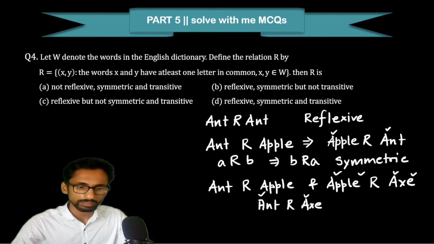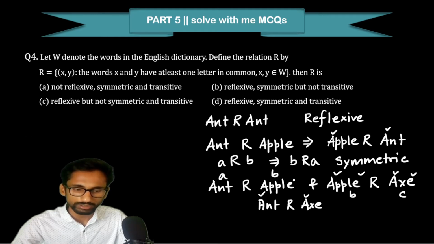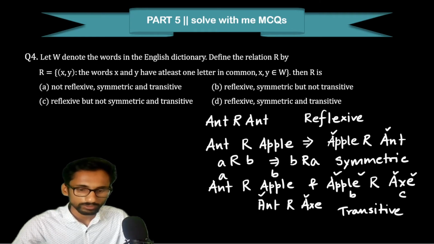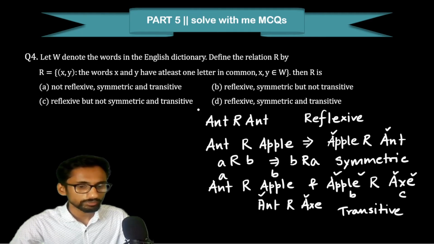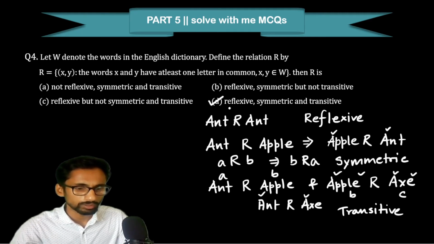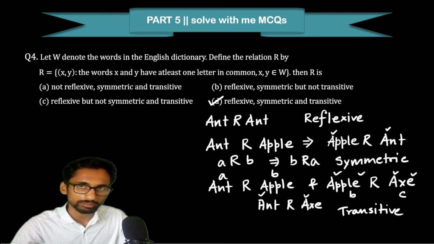So if there is something common between word A and word B, and again there is something common between B and C, then it is obvious that there will be at least one alphabet common in A and C. So the given relation is transitive. So finally we can conclude that the given relation is reflexive, symmetric and transitive. So option D is the correct answer.